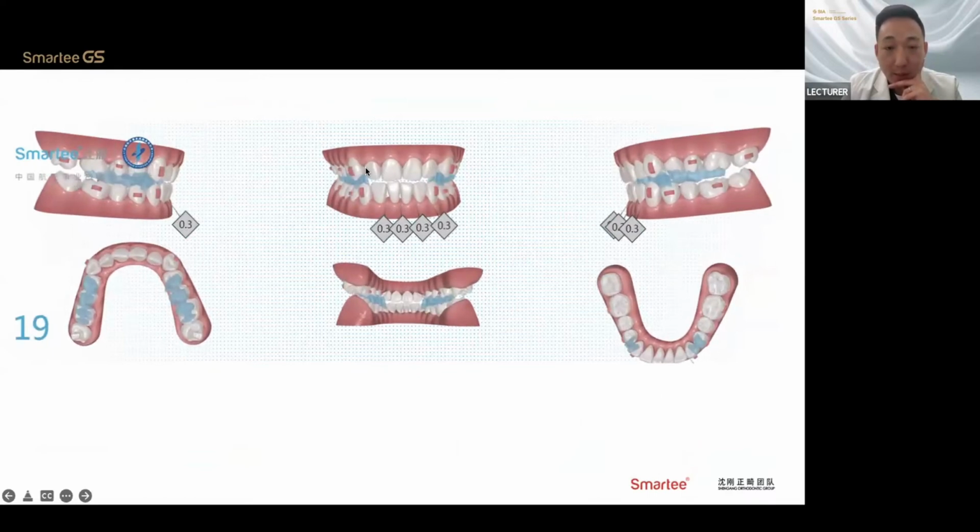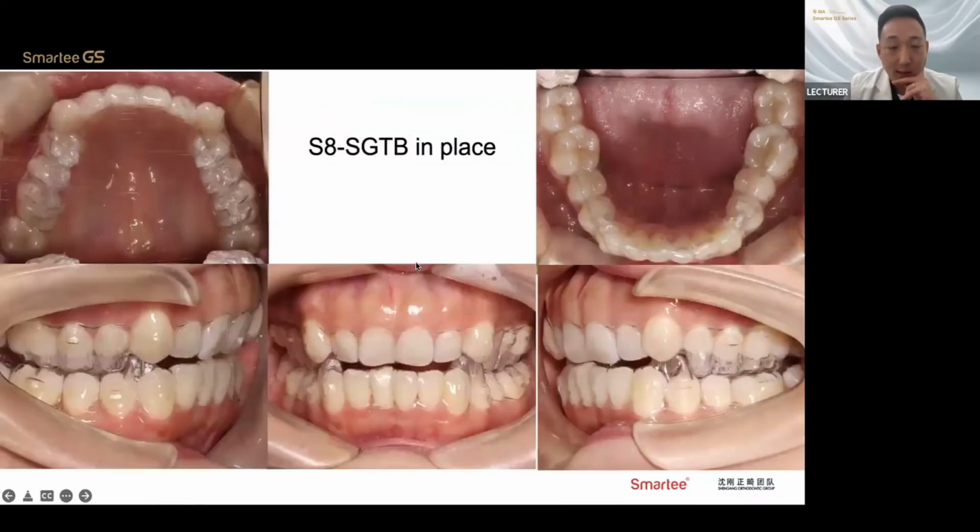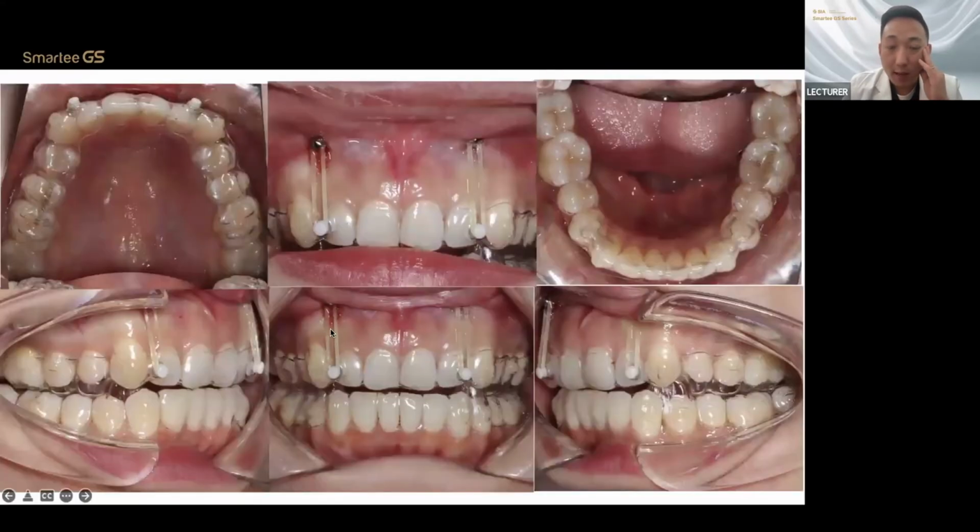And then I put two, okay, I see the picture when the patient wears the S8 SGTB. At this time, you can see I put 2 mini screws here, and asked the technician of Smarty to put 2 little buttons, which we called S15, to here, and then asked the patient to wear the elastic traction to emphasize the intrusion of the upper incisors.